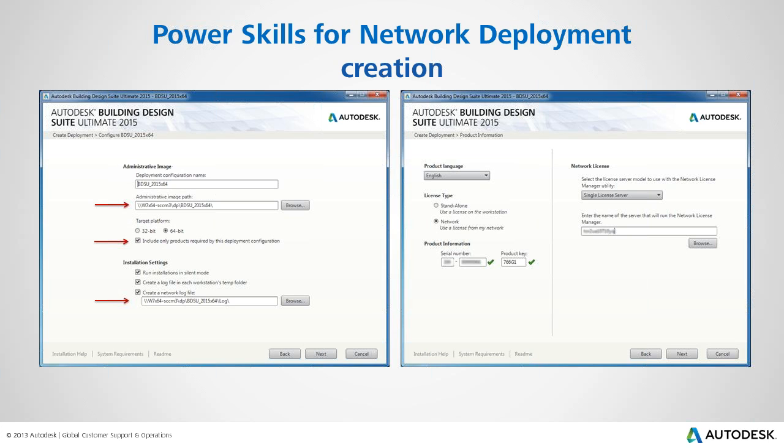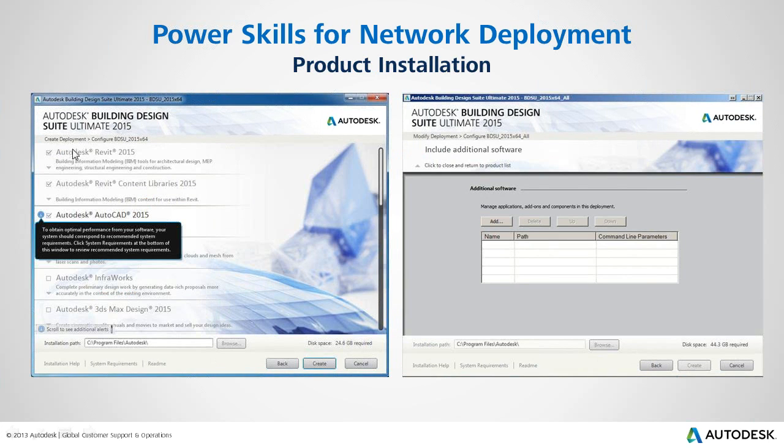So then comes the option to select which applications you would like to have. By default, not all the applications are selected. For example, in Suite Ultimate, Building Design Suite Ultimate, InfraWorks, 3ds Max Design, they are not selected. So if you create a deployment and you find out that these applications are not there, that's because it wasn't checked at the time. So you have to make sure that the checkbox is checked for the application you would like to be part of your deployment.